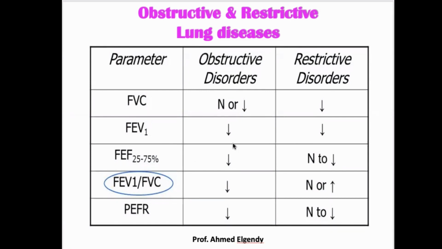FEF: in the obstructive, decreased; in the restrictive, normal or decreased. The ratio, this is the important one, FEV1 over FVC: in the obstructive, it is decreased. In the restrictive, it could be normal or increased. And PFR, this is decreased in the obstructive, and this could be normal to decreased in the restrictive.